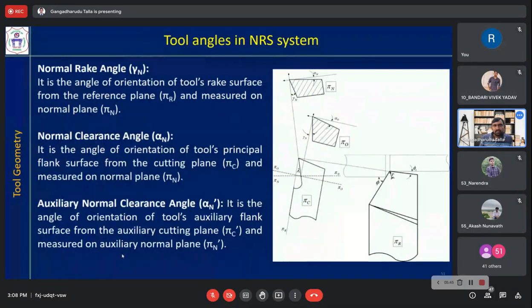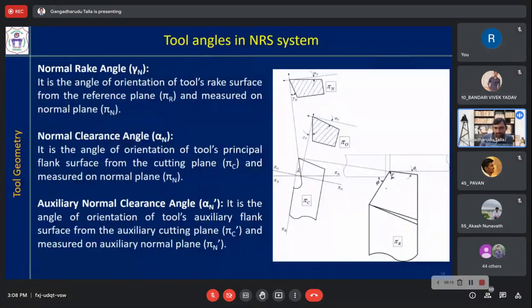Now next is normal rake angle. We have defined pi n now. So what is normal rake angle? Represented by gamma n. It is similar to gamma o. Similar, not same. There is a difference. So let us see. It is the angle of orientation of tool's rake surface from the reference plane pi r and measured in normal plane pi n.